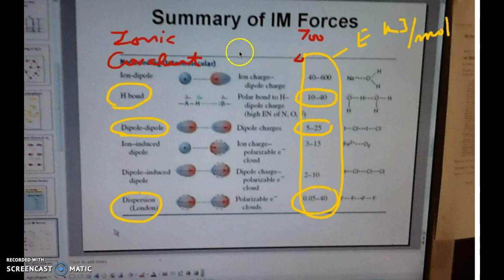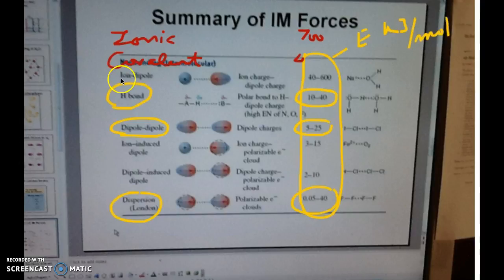So I just want to highlight here on a slide the different types of intermolecular forces or intermolecular interactions that could occur. We've highlighted only three of these, which are hydrogen bond, dipole-dipole, and London dispersion, because those three are the ones that we will see most commonly.